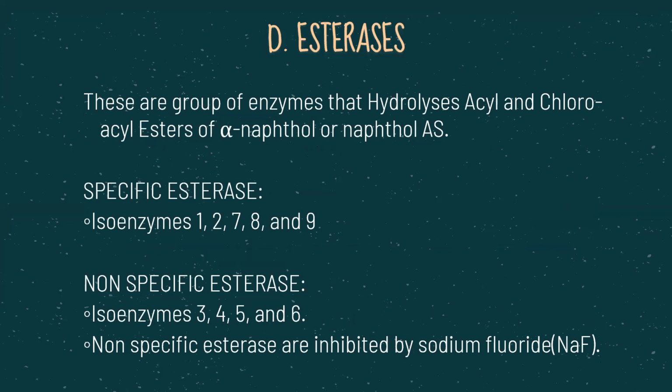Next, we have esterases. So sa esterases, these are group of enzymes that hydrolyzes acyl and chloroacyl esters of alpha naphthol or naphthol AS. So we have specific esterases, so 1, 2, 7, 8, and 9. And the non-specific esterases natin are isoenzymes 3, 4, 5, and 6.